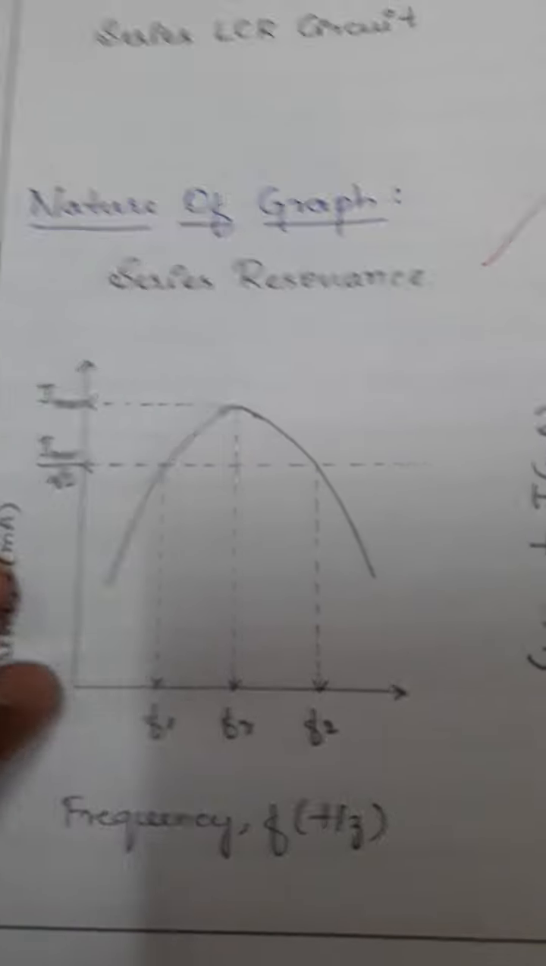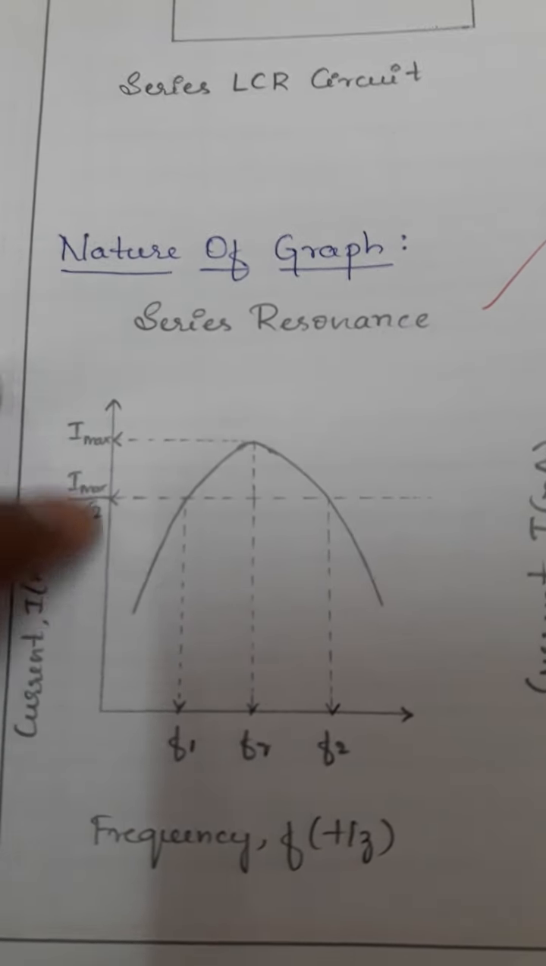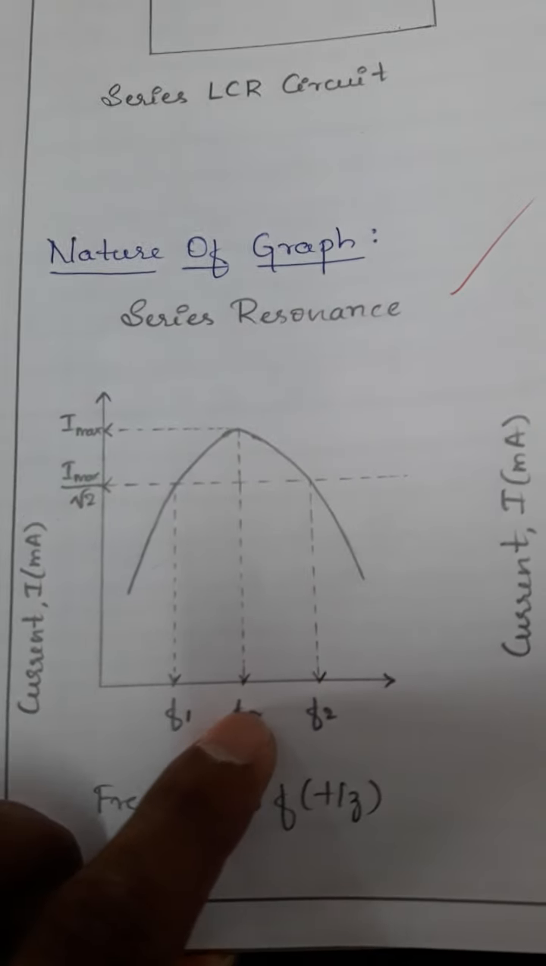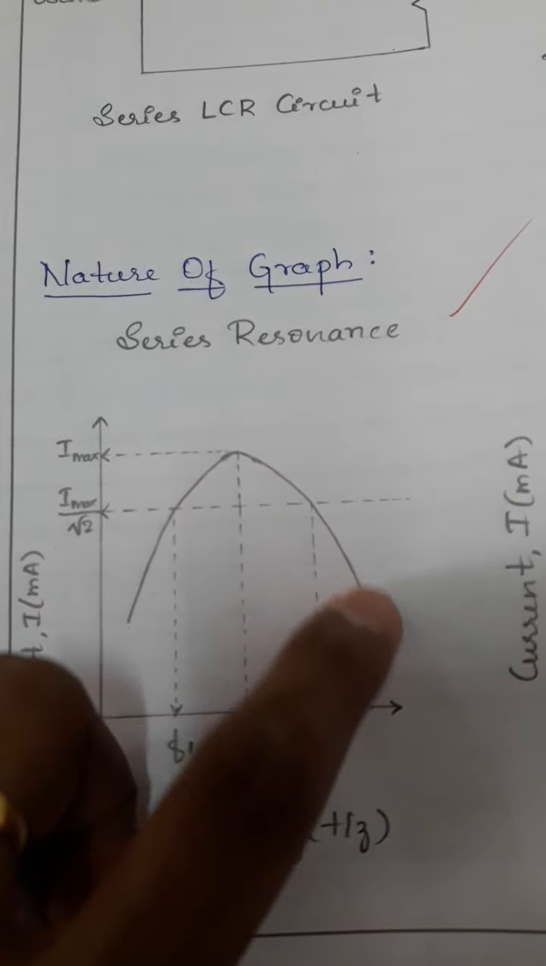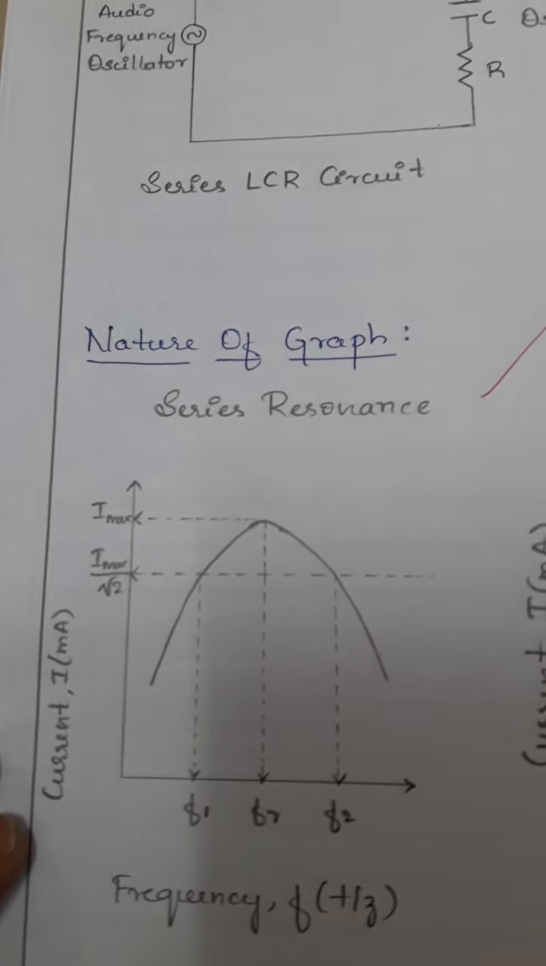You can see here, this is the nature of the graph for a series LCR circuit. Here you can see the current increases up to some frequency, then after that the current decreases. The same nature of frequency response we observed in the milliammeter also.